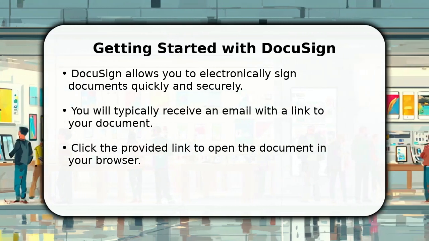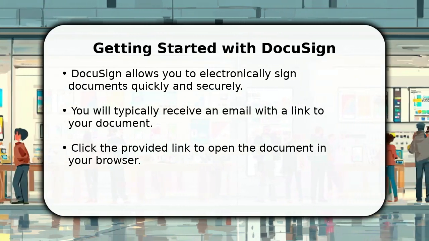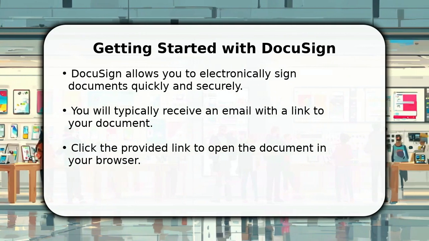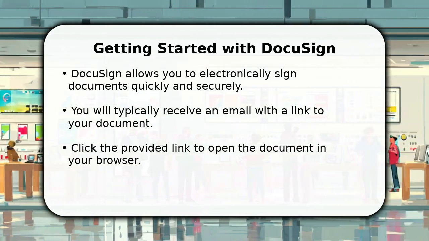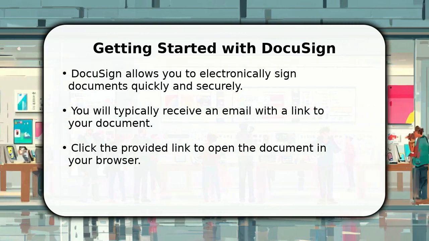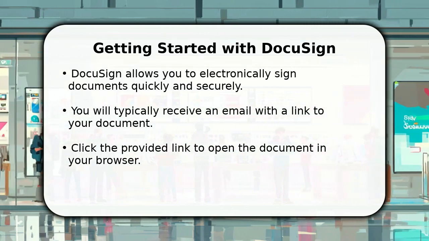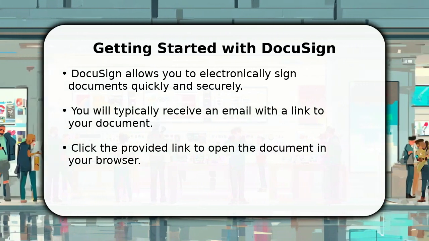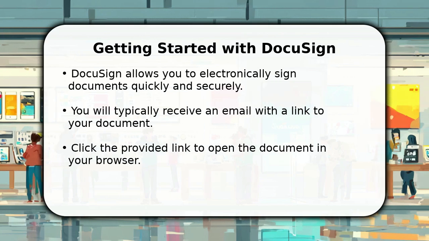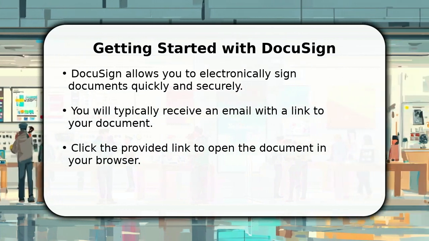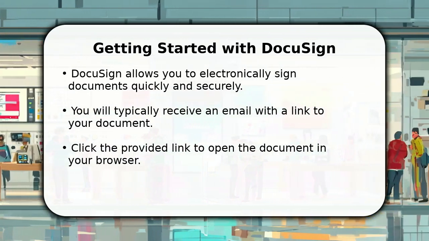In this video, I will explain how to sign a PDF document with DocuSign. Immediately, open the email you received from DocuSign containing your document. Then, click on the prominent Review Document button or the link provided within that email. This action will securely open your document in a web browser, preparing it for your signature. Ensure you have a stable internet connection.